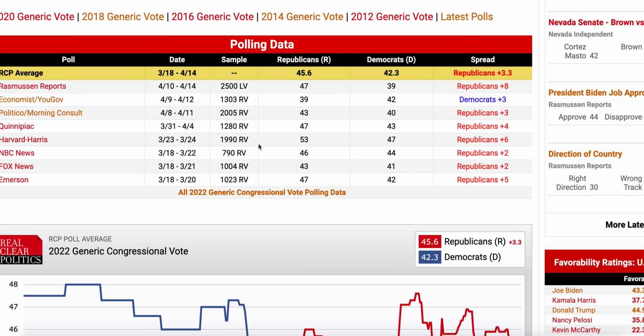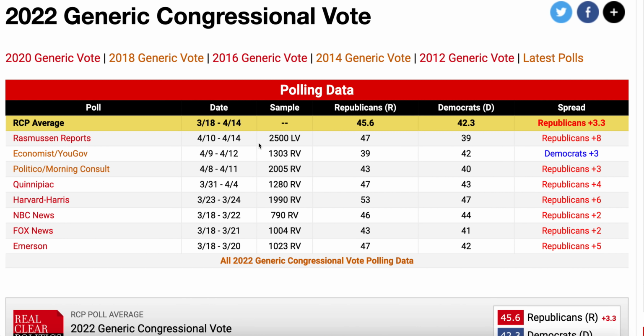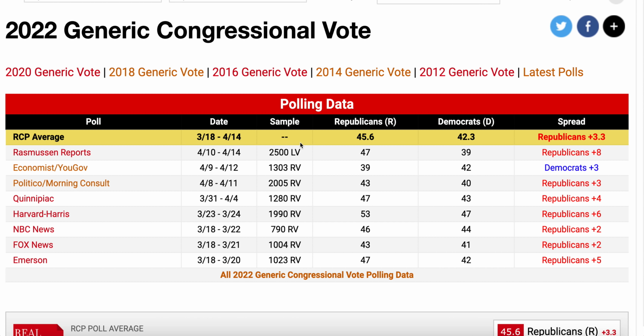Now, to look at two individual polls, I decided to go with the polling company that was closest to the average, and that is Politico Morning Consult.